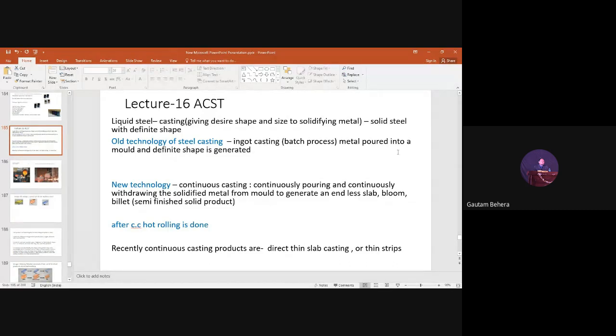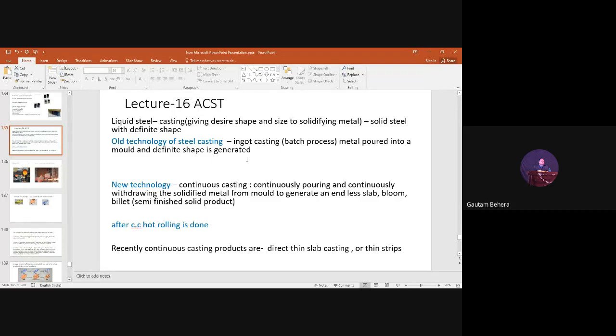Good afternoon, everyone. Today is lecture number 16 of this advanced concept in steel technology. And today we are discussing a new topic, that is basically continuous casting. I could have discussed this starting from the steel making processes, which is there in your syllabus. But since this part is there with your heat treatment part, that's why I'm discussing this right now.